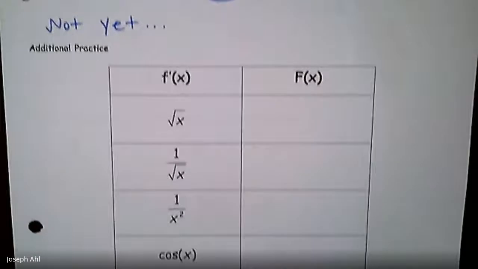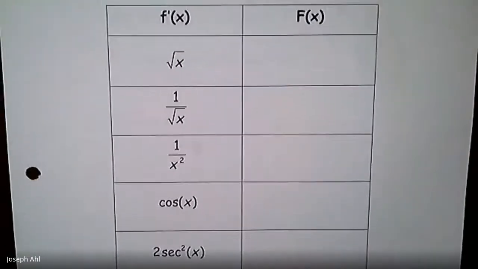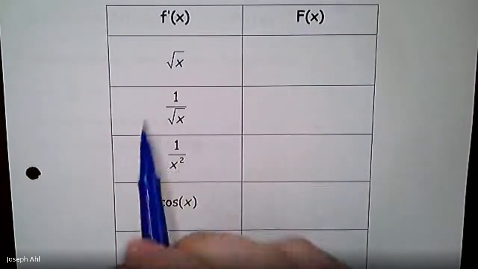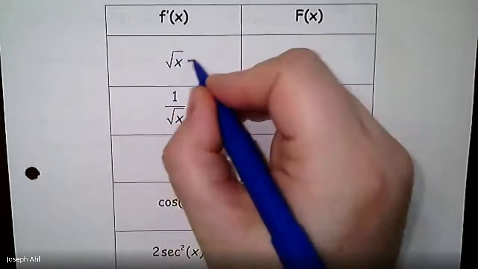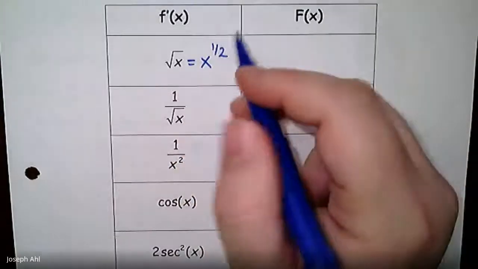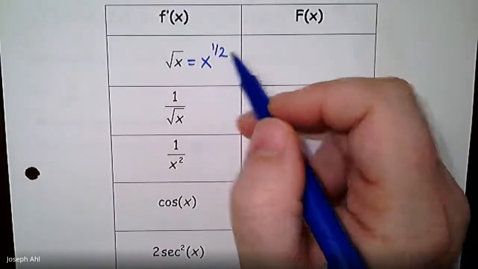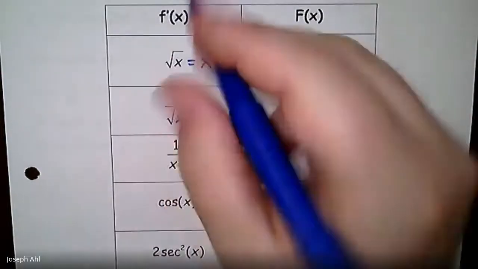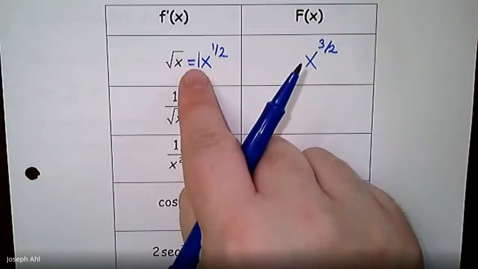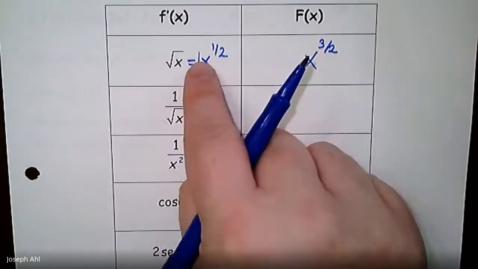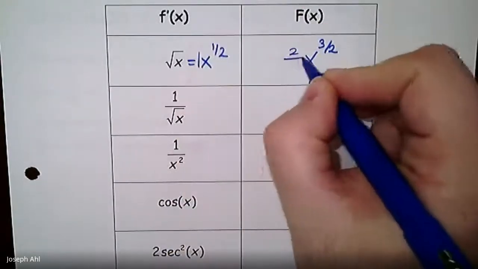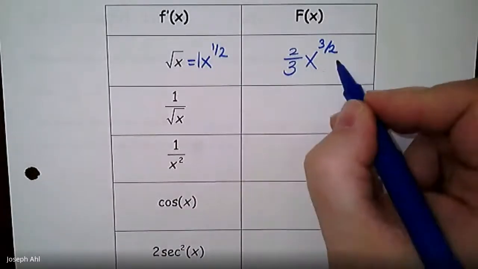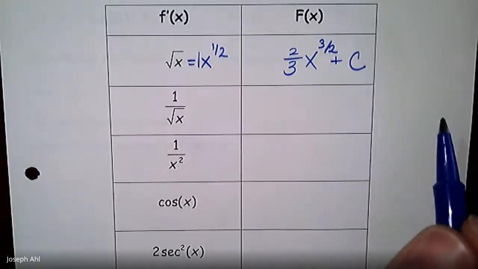But we can even extend this, in this chart here, where we have the derivative in the left column and think about what f of x is in the right column. We can extend this for things that have fractional exponents. We know radical x to be x to the 1/2. So if I up the power by 1, now it's x to the 3/2 power. But then think about this. This coefficient of 1 is going to have to get divided by the new power of 3/2. Well, 1 over 3/2 is like multiplying by 2/3. So the antiderivative would be 2/3 x to the 3/2. Don't forget about plus c.